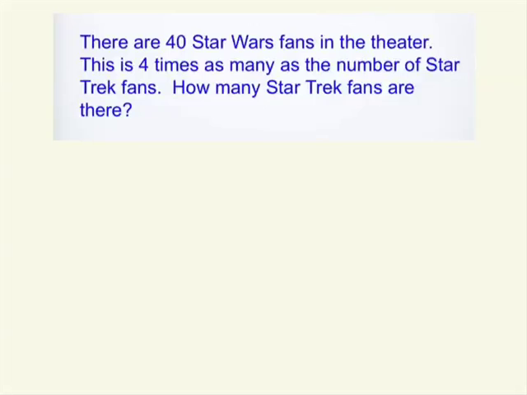And here's our second problem. There are 40 Star Wars fans in the theater. This is 4 times as many as the number of Star Trek fans. How many Star Trek fans are there?